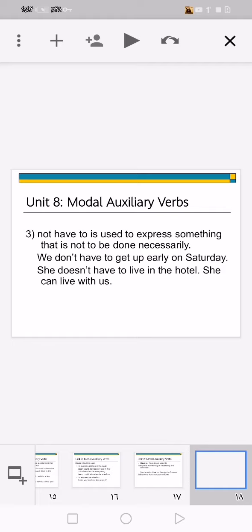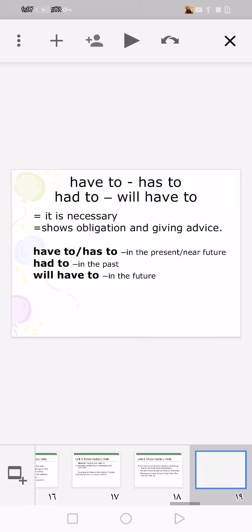The third use of have to: not have to is used to express something that is not necessarily to be done. We don't have to get up early on Saturday. She doesn't have to live in the hotel. She can live with us.